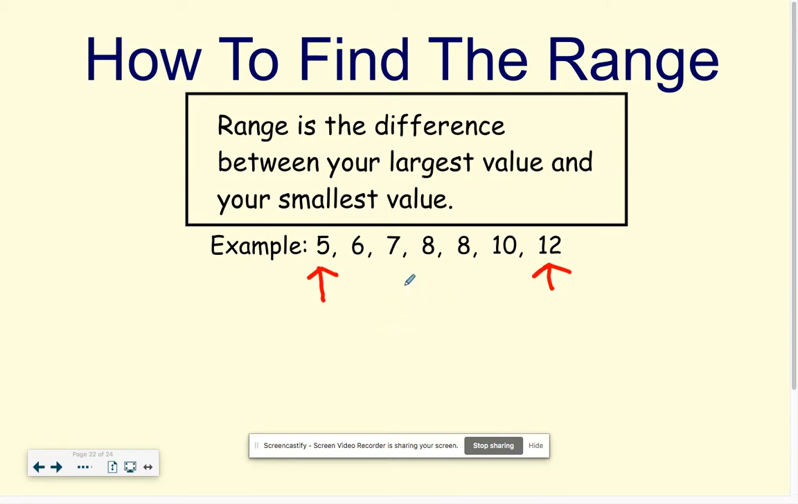You're then going to want to find the difference. Difference means to subtract. So we're going to do 12 minus 5. 12 minus 5 is 7. So 7 is our range. Range means how many values from your smallest all the way to your largest. So our range here is 7.